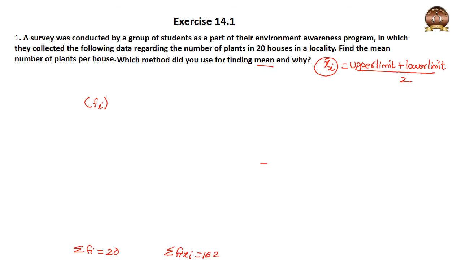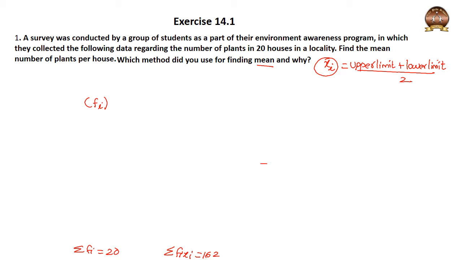So we start with exercise 14.1. First question. A survey was conducted by a group of students as a part of their environment awareness program, in which they collected the following data regarding the number of plants in 20 houses in a locality. Find the number of plants per house. Which method did you use for finding mean and why?